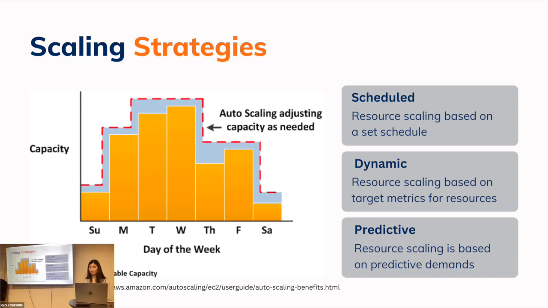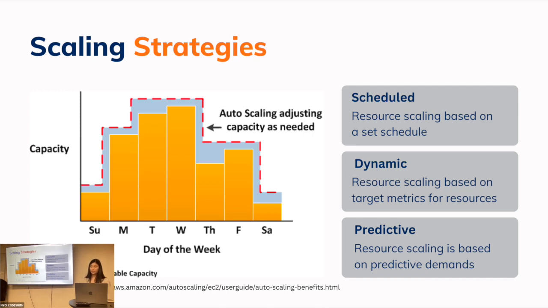In dynamic scaling, capacity scales in response to live changes in utilization. A common metric is CPU utilization. So when an auto scaling group detects an increase in CPU utilization, it will provision more resources and adjust reactively.